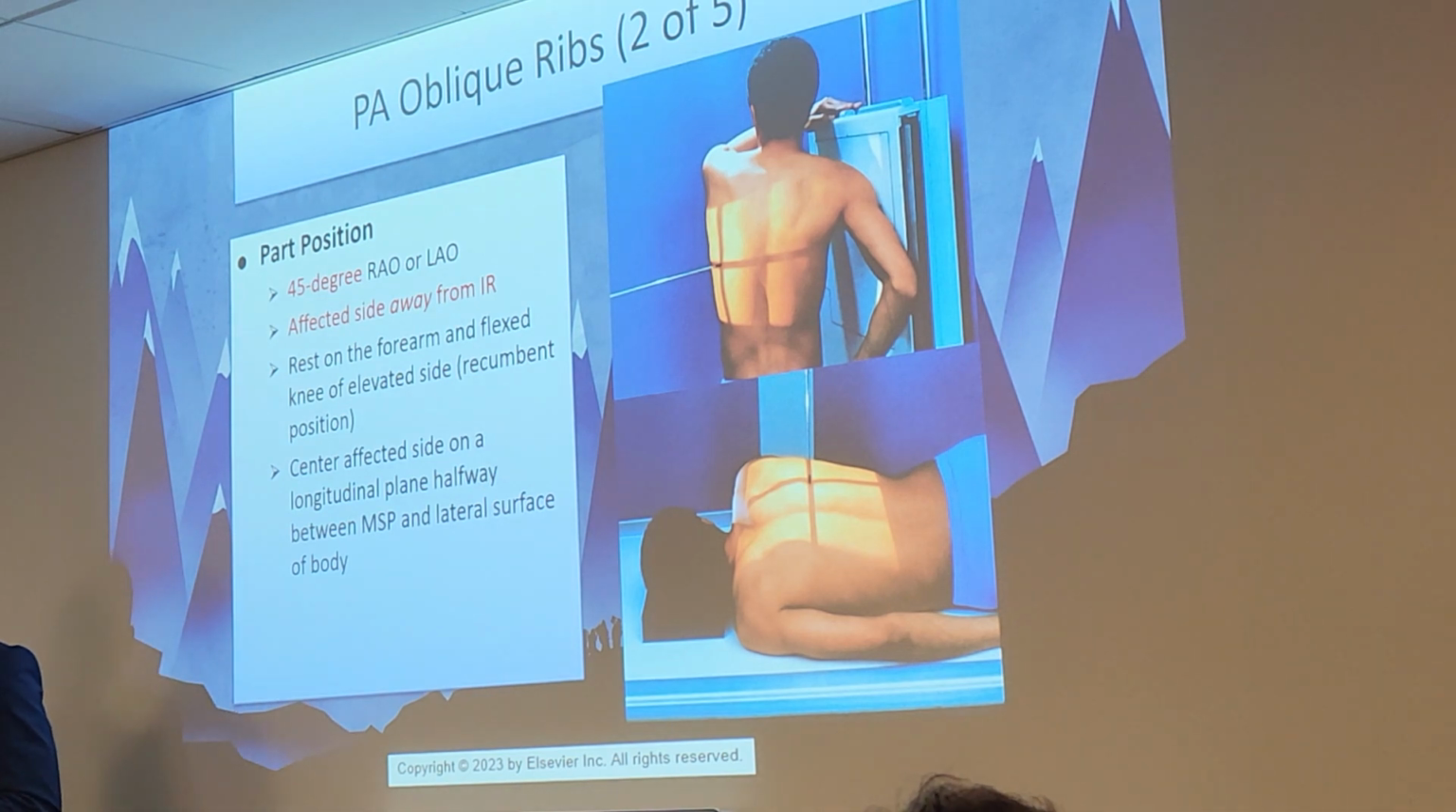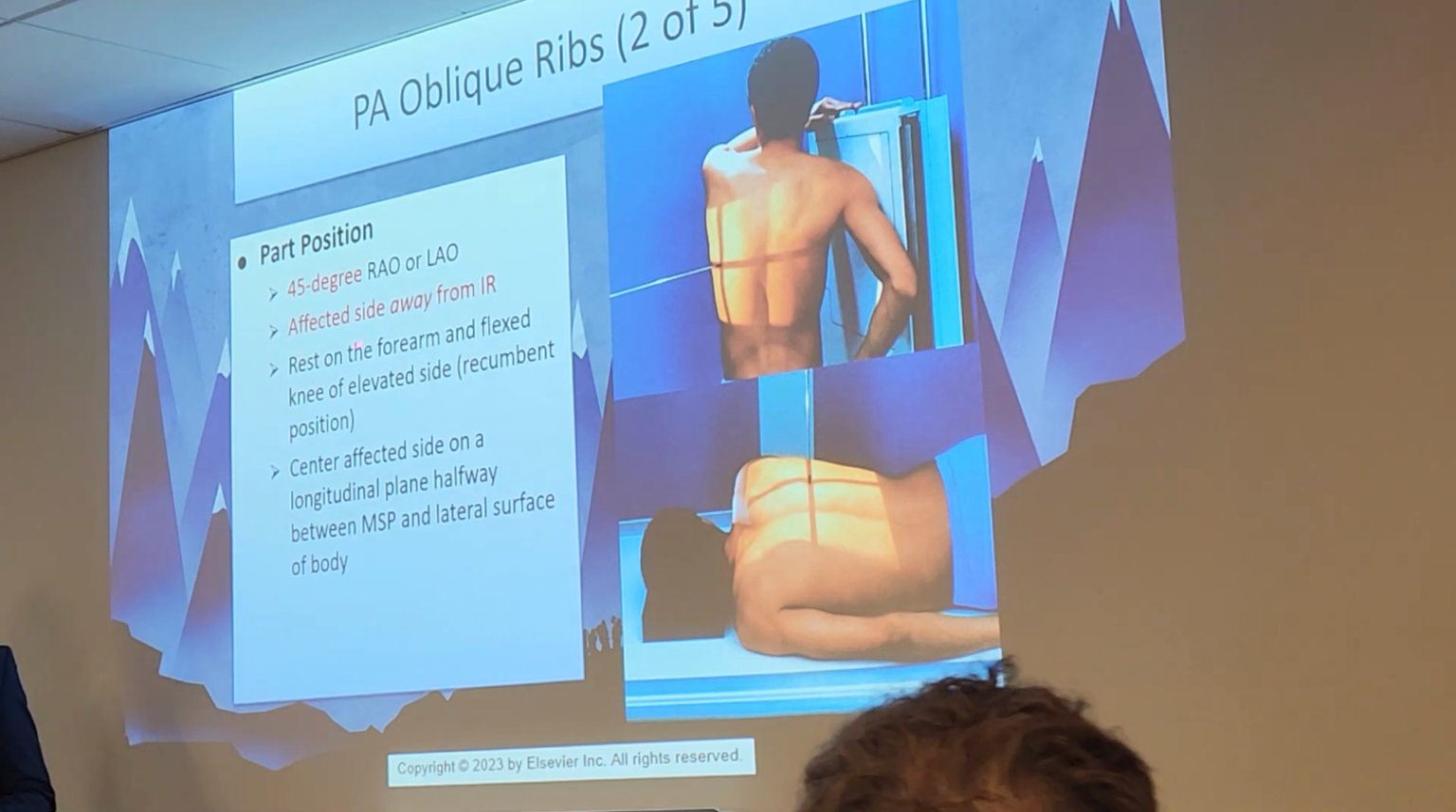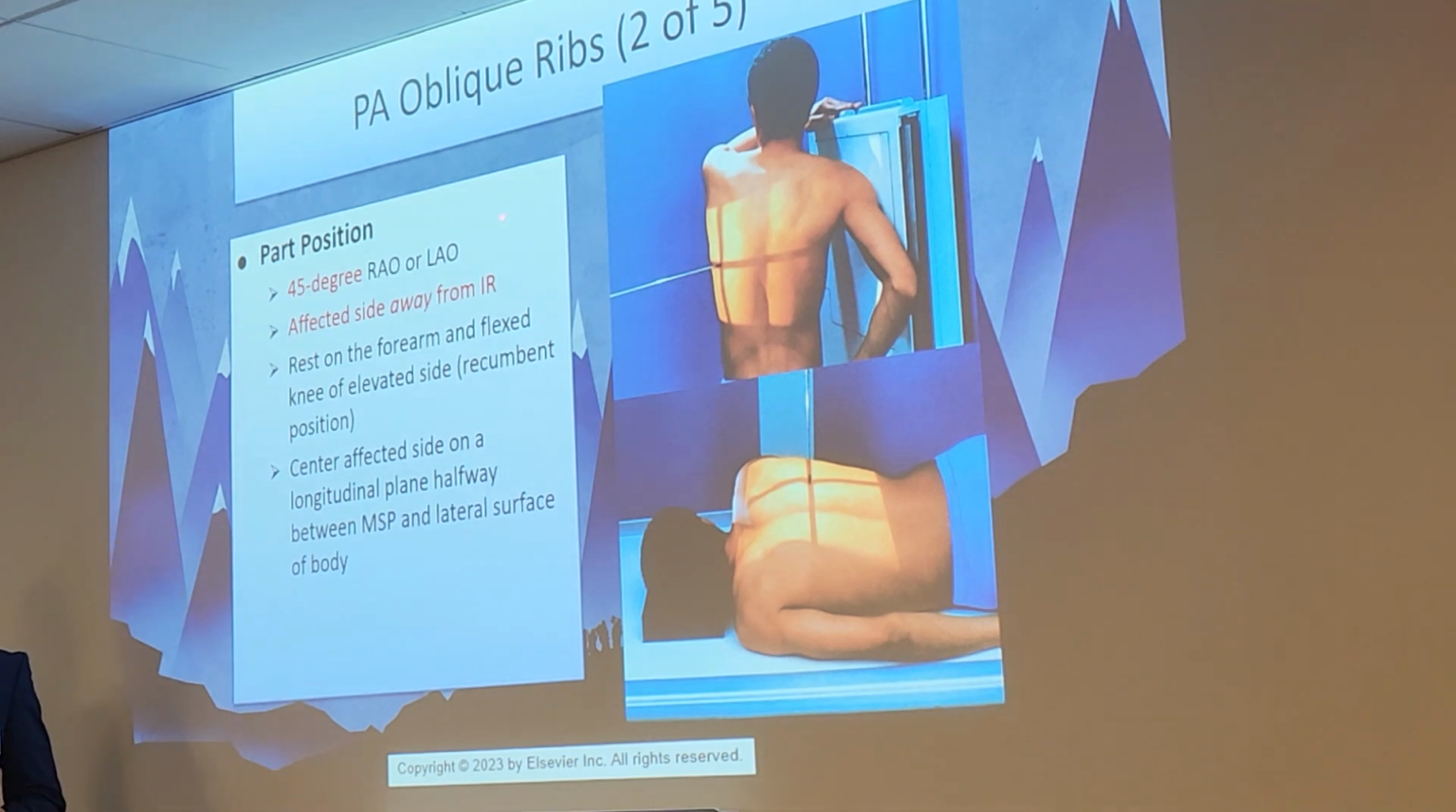We're still at a 45-degree oblique. We're just facing the IR as opposed to putting our back on it for REO and LEO. Once again, who's the star of our show for these obliques? The affected side away from the IR. Thus, REO focuses on the left side, LEO focuses on the right side. Y'all still with me there? These always throw people off.